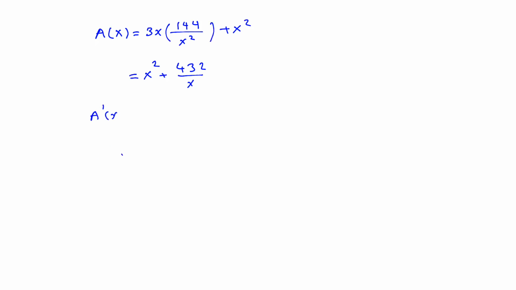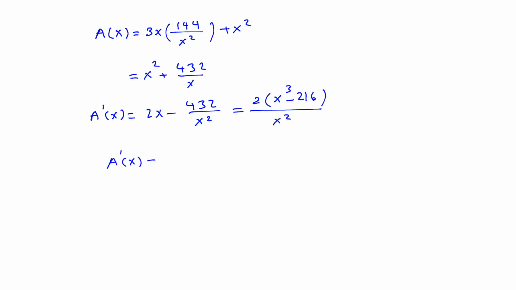A prime of x is 2x minus 432 over x², which is the same as 2 times (x³ minus 216) divided by x². If we set the derivative to 0, x would be 6 and y would be 4.